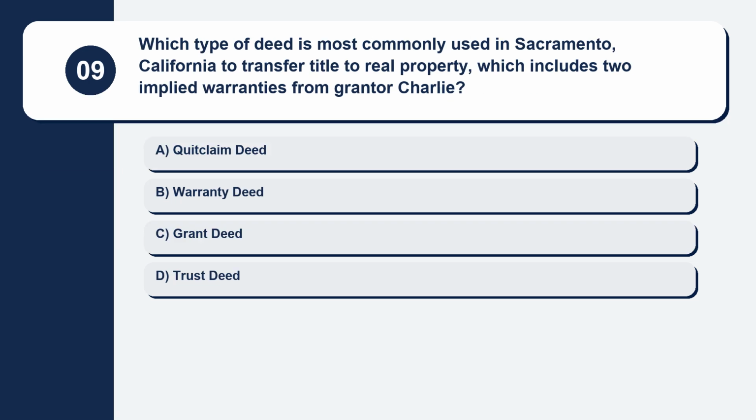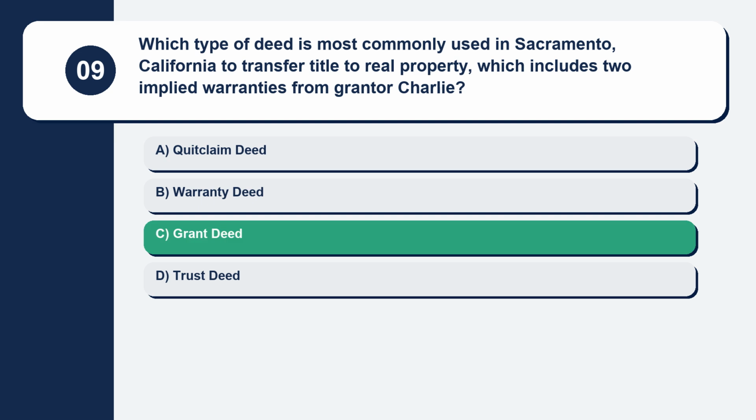Question 9. Which type of deed is most commonly used in Sacramento, California to transfer title to real property, which includes 2 implied warranties from grantor Charlie? Here are your options. Option A, quitclaim deed. Option B, warranty deed. Option C, grant deed. Option D, trust deed. The correct answer is option C, grant deed.